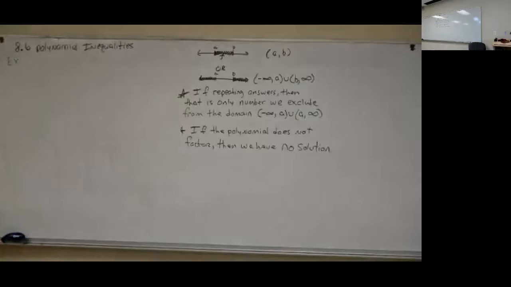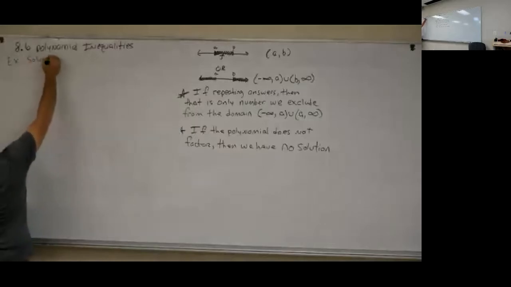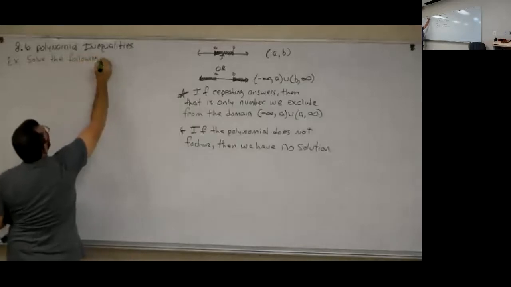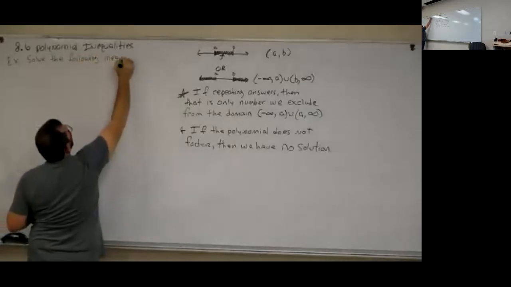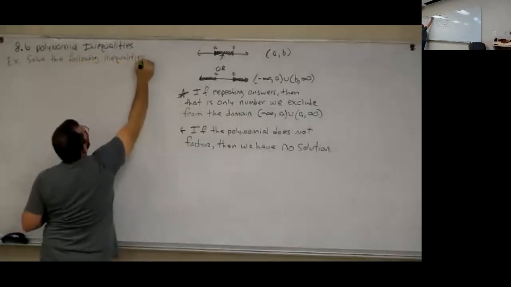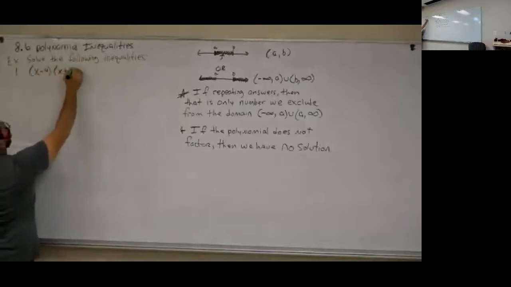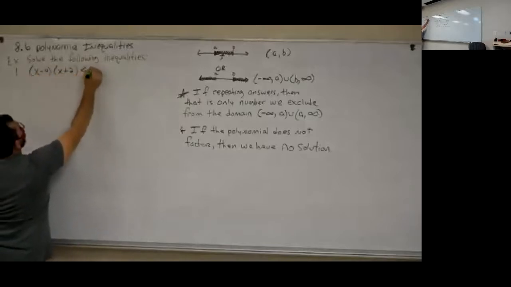I'm glad this section sort of ended this test 3 material, because it's a little laid back compared to sections 8.4 and 8.5. Ooh, that was crazy. So we're going to solve the following inequalities. Number one: parentheses x minus 4 and x plus 2, all that less than 0.